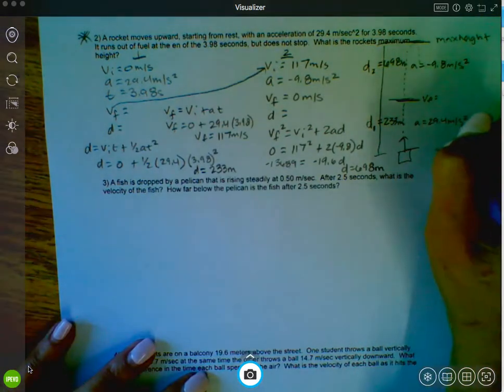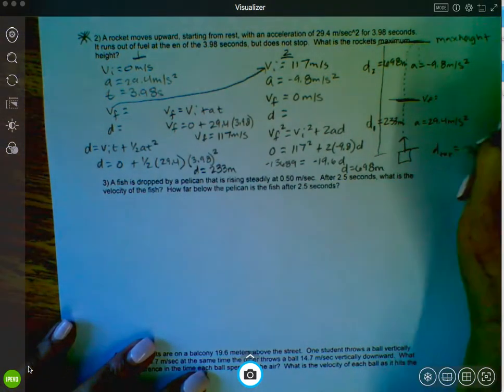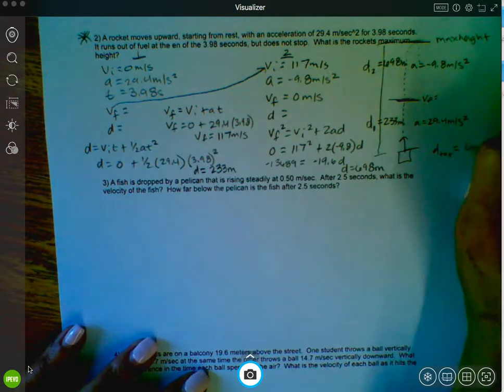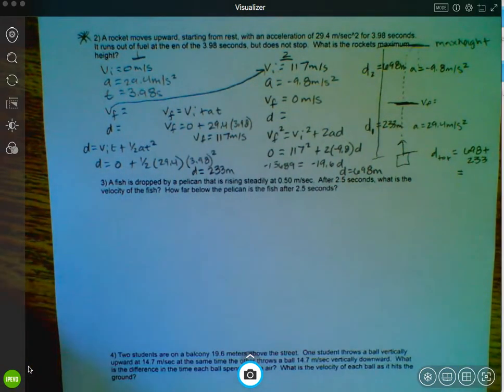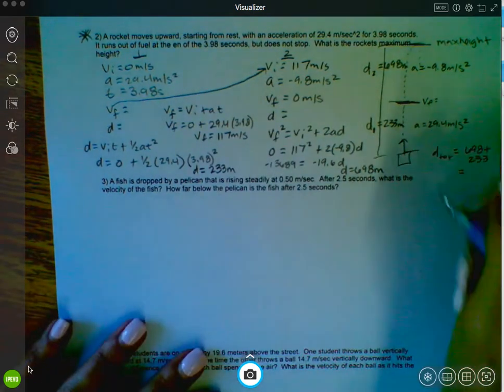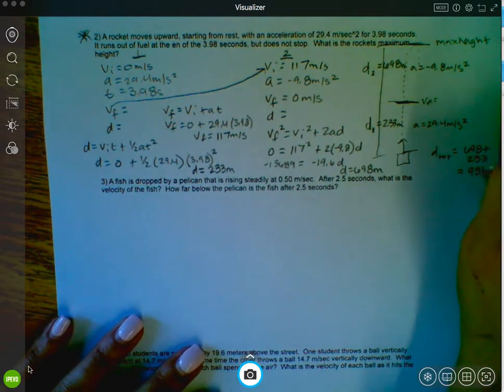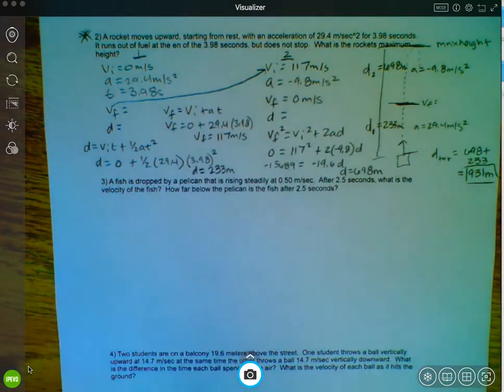Then if we just add those, the max height would be 698 plus 233, which would be 931. Okay, and that's the end of that problem.